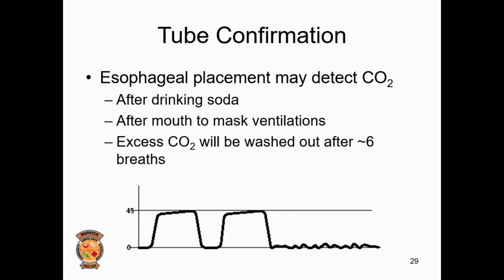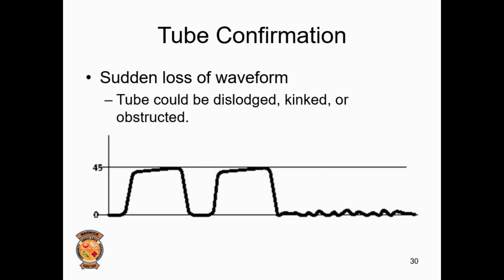I want to warn you not to be fooled by the picture of the nice squared waveform for an esophageal intubation. They don't look that nice. Nothing like what you're going to see if you have intubated the trachea. After you have somebody intubated and you're having the nice squared waveforms, and all of a sudden you see this complete loss of a waveform, it could mean a couple of things. The tube could be dislodged and in the hypopharynx. It could be kinked somehow, or it could be obstructed. And each one of those needs to be investigated and resolved as necessary.